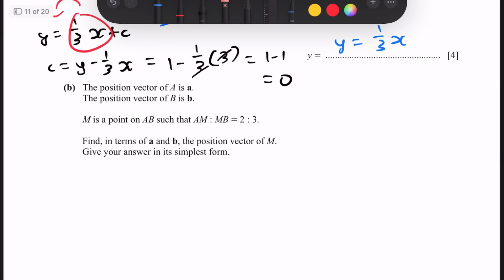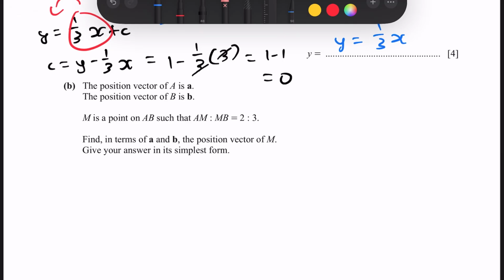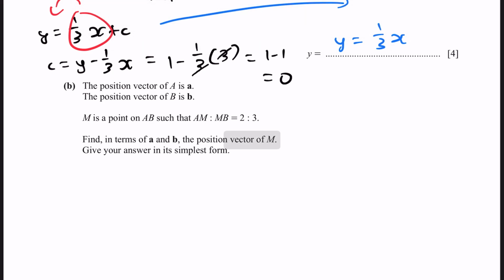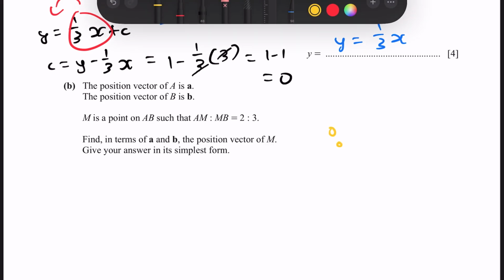Now B says that the position vector of A is a and the position vector of B is b. The position vector, let me remind you again, is the position of A relative to O. Now M is a point on AB such that AM to MB is equal to 2 is to 3. So if we imagine, if we make a center O and we make two points A and B, O to A, this vector is equal to a, and O to B, this vector is b.